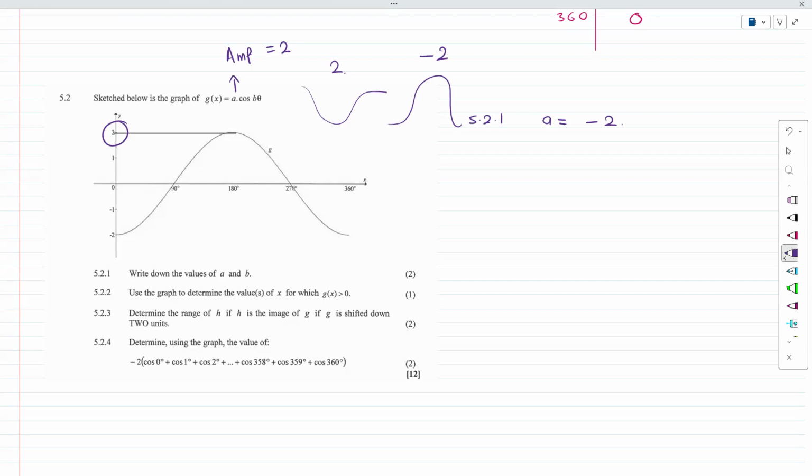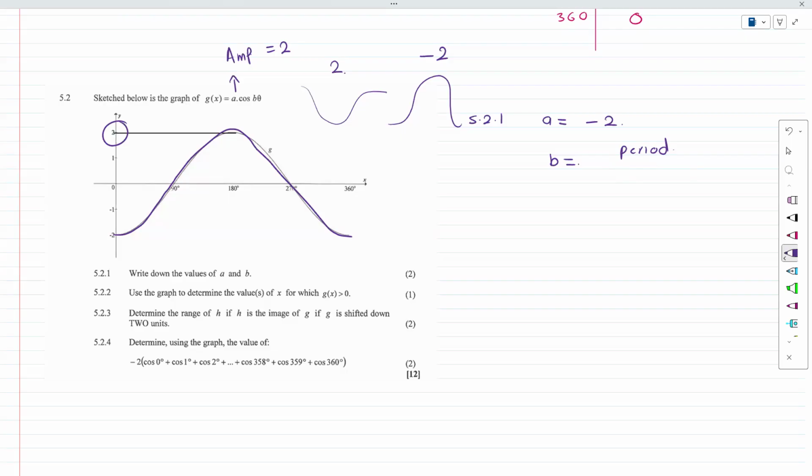Now, as for B, B would be the period of the graph. If we look at it, the period of this graph is 360 because we start at 0 and we end at 360. So what does that mean? That means that I could have taken 360 divided by B, and I know already that B is equal to 1. The reason I know B is equal to 1 is because the period of the graph is always going to be equal to 360 divided by B.